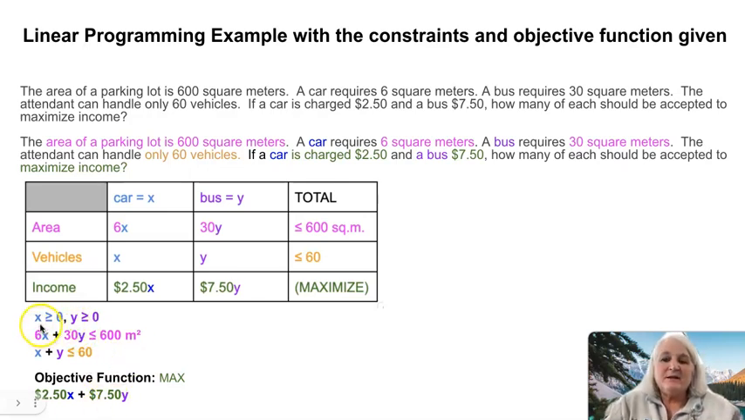So the constraints here are x is greater than or equal to 0 and y is greater than or equal to 0, 6x plus 30y is less than or equal to 600 square meters, and x plus y is less than or equal to 60. So we want to take the constraints in the first part and put them into the graphing or the Desmos calculator. The objective function is to maximize $2.50 times x plus $7.50 times y, and that will give us our final solution answer.